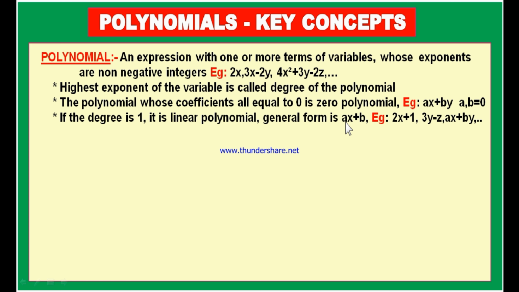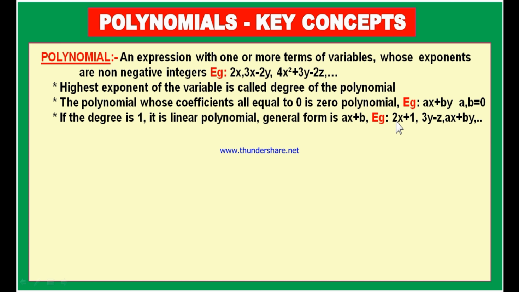The general form of a linear polynomial is ax plus b, where a is not equal to 0. The condition is that a should not be 0. What will happen if a is equal to 0? Then there is no x term, there will be only a constant term. Therefore, if the degree of a polynomial is 1, it is called a linear polynomial, and its general form is ax plus b. Examples of linear polynomials are 2x plus 1, 3y minus z, ax plus by, and so on.